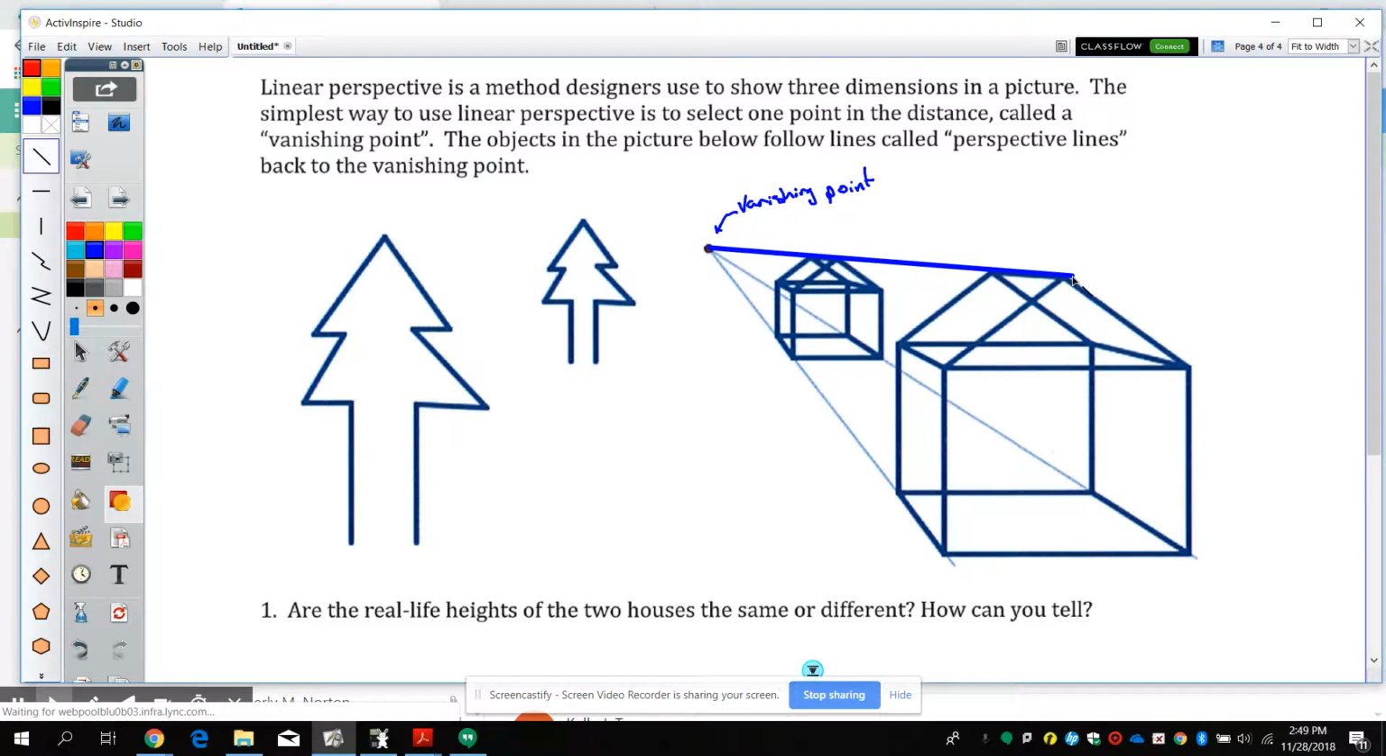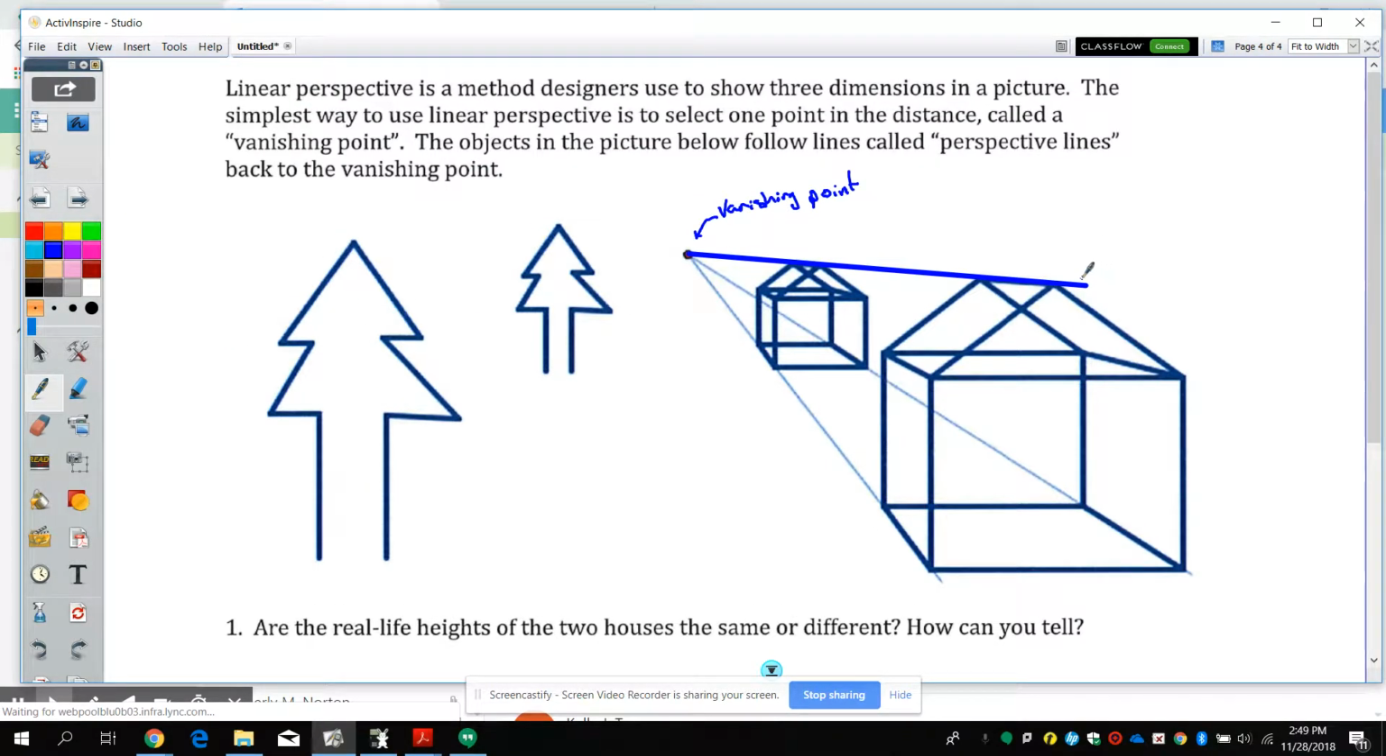And notice it goes right along both of those roof points, right? So this shows me that since these also go to the same vanishing point, they are the same height. So are they the same height? Yes. And how you can tell is by drawing this perspective line. Okay, so that's what you would put for the rest of this question.